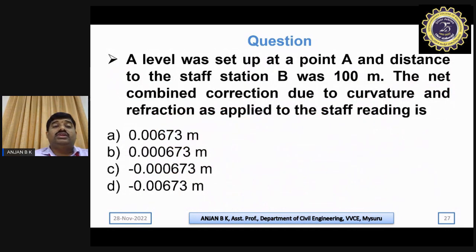And this is the question asked for refraction correction. So the refraction correction for 100 meter is... So that means we normally put it in kilometers. So the correction for refraction is 0.0673 meters.